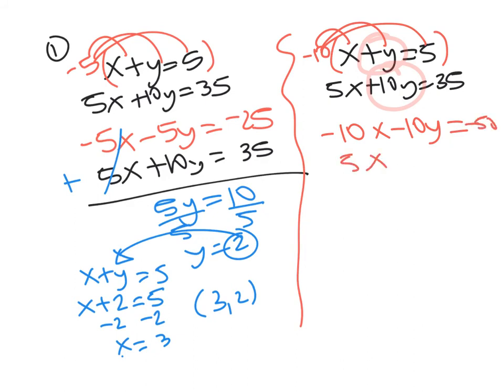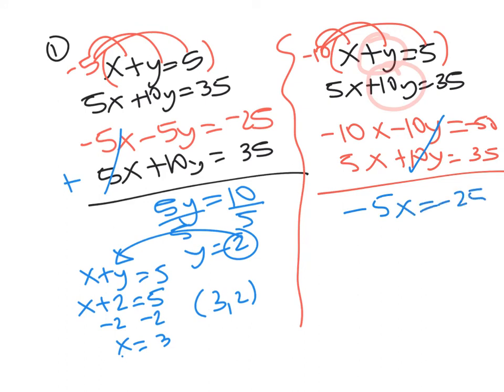So then I get 5x plus 10y equals 35. Okay, my y's are going to cancel out, so I'm left with -5x equals -25. I divide by 5. Wait, that's not -25. I'm sorry, not -25. Whoopsies. -15.